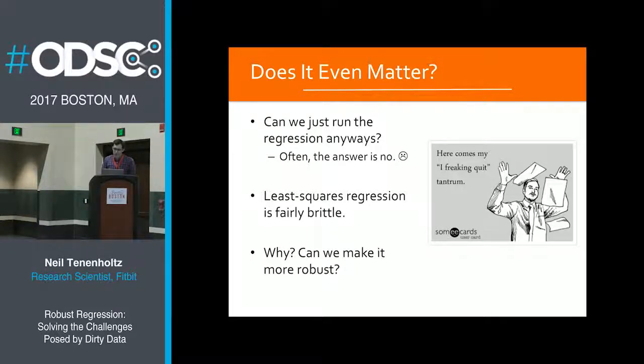It turns out you often can't just do that, though. Least squares regression is very, very brittle to outliers of all sorts. And so the question is, A, why? And B, can we fix it somehow? What can we do to sort of eliminate those issues?